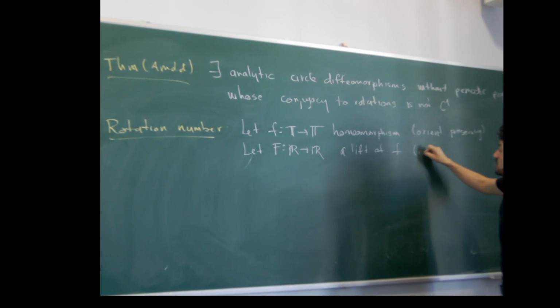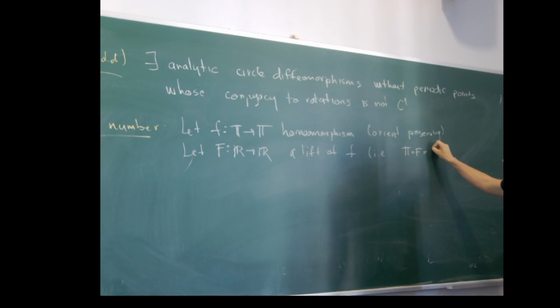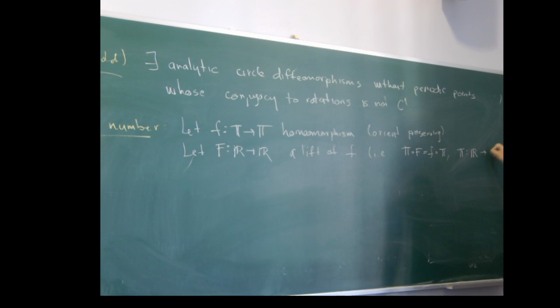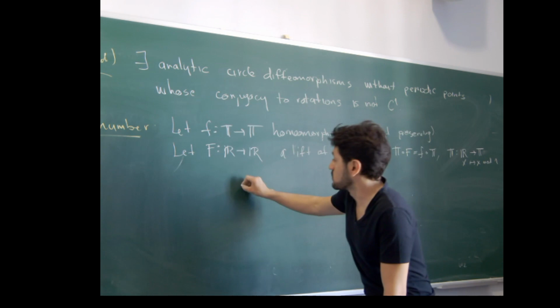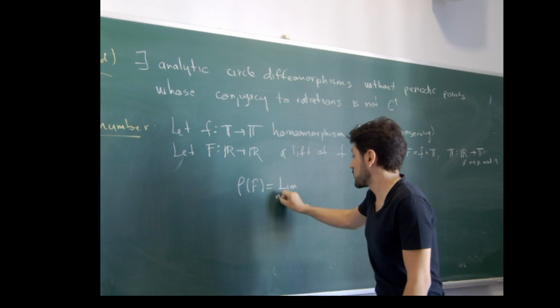So what does it mean to be a lift? It just means that pi composed with the lift is equal to F composed with pi, where pi is the projection of the real numbers onto the torus, x sent to x minus 1. Okay? And using this lift, one can define what is called the rotation number as the limit when n goes to infinity of the iterates of this map over n.